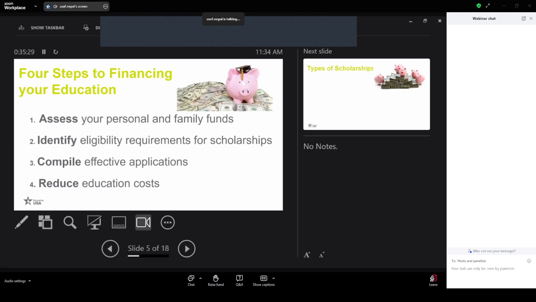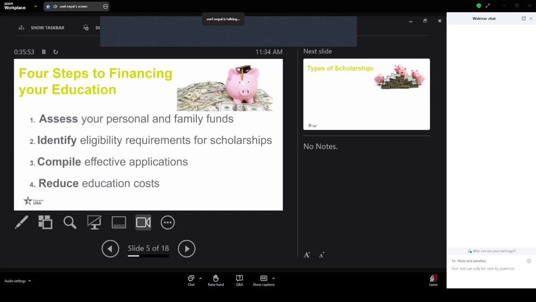Okay, identify eligibility requirements for the scholarship. So some colleges might have additional requirements, such as work experience. Some might say you have to take maybe the subject GRE as well, right? Some might have some other requirements. So what are they? You want to make sure that you fulfill all of those criteria.